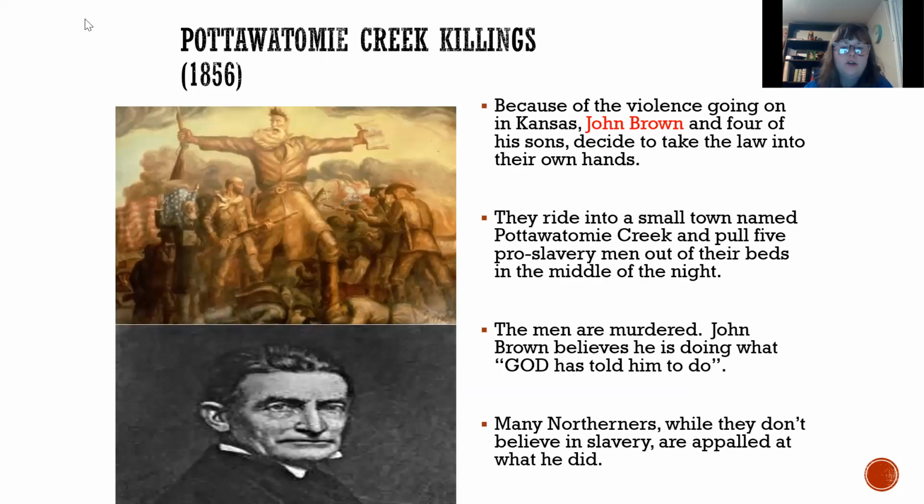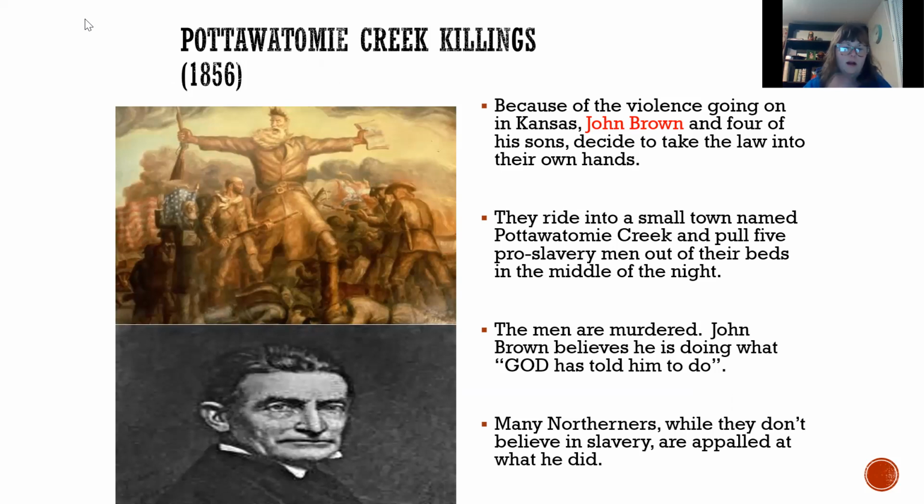So the Pottawatomie Creek killings, 1856. Because of the violence going on in Kansas, John Brown and 4 of his sons decided to take the law into their own hands. They ride into a small town named Pottawatomie Creek, pull 5 pro-slavery men out of their beds in the middle of the night. The men are murdered. John Brown believes he is doing what God has told him to do. Many Northerners, while they don't believe in slavery, are appalled at what they did.